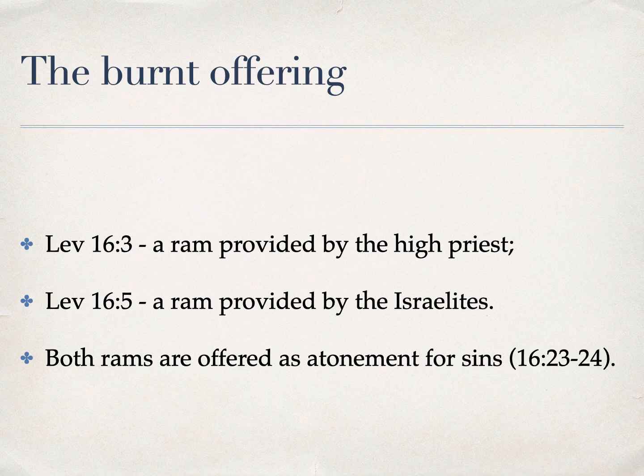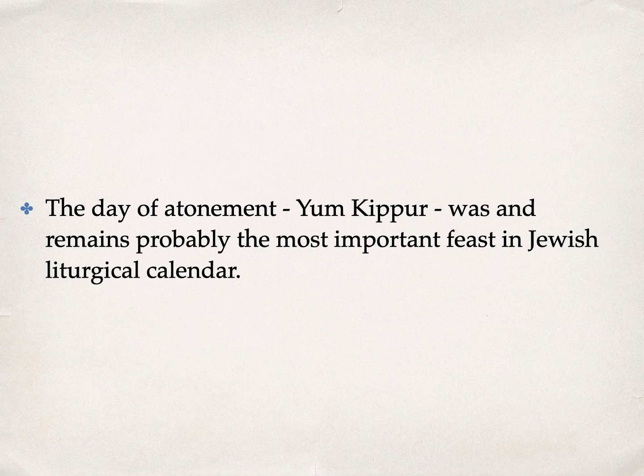And finally, the last part of this ritual is the burnt offering. A ram is provided by the high priest and another ram is provided by the Israelites. Both rams are offered as atonement for sins. The Day of Atonement, known as Yom Kippur, was and remains probably the most important feast in the Jewish liturgical calendar.